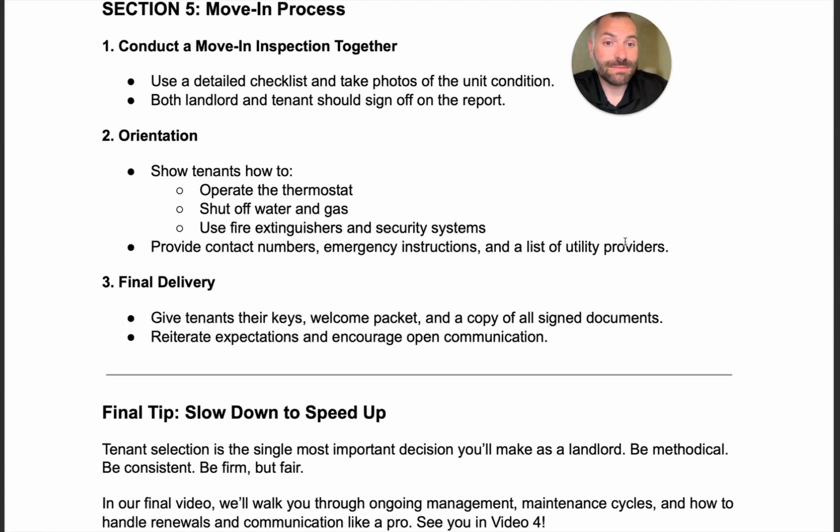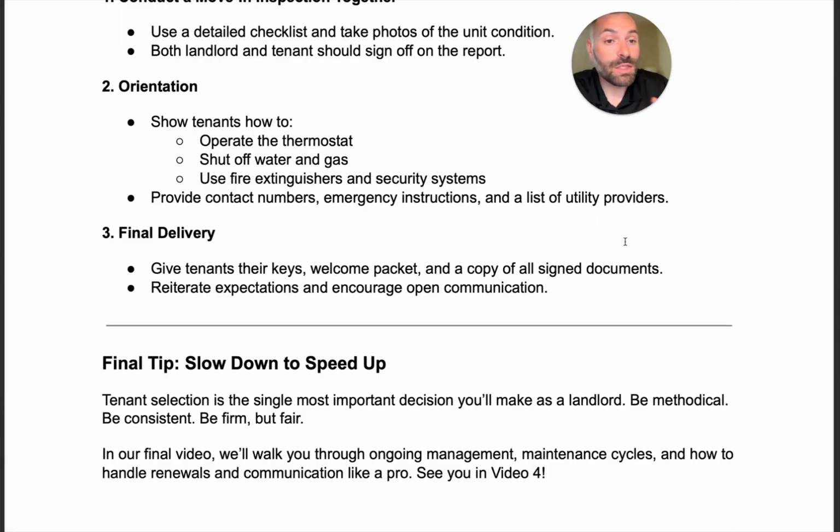So that anything to the contrary can be brought up when they move out with a security check and a deposit consideration. With the orientation, show them how to operate the thermostat, shut off the water and gas, use fire extinguishers. That's huge. If there's a security system, teach them how to do it. Provide contact numbers, emergency instructions, and all the utility providers.